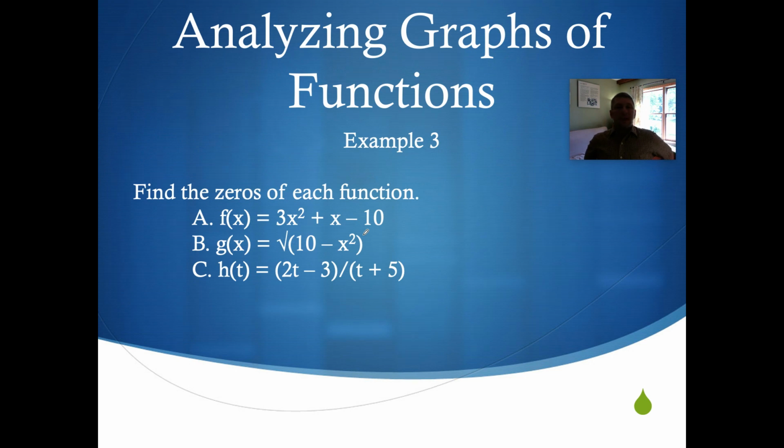So in example number 3, I'm going to ask you to find the zeros of each of these 3 functions, okay? Actually, they're not all functions. The second one, g, is not a function, but that's okay. F of x equals 3x squared plus x minus 10. G of x equals the square root of the quantity 10 minus x squared. And finally, h of t equals the quantity 2t minus 3 divided by the quantity t plus 5.